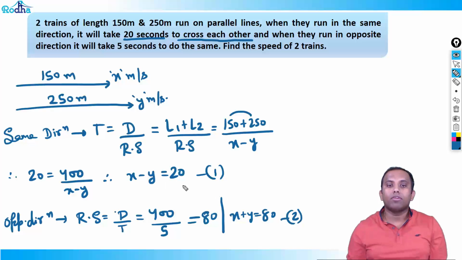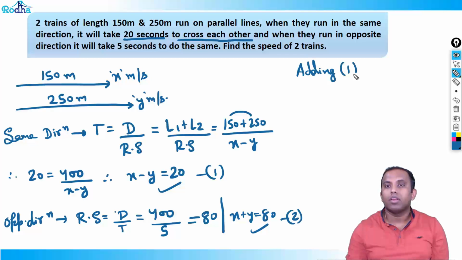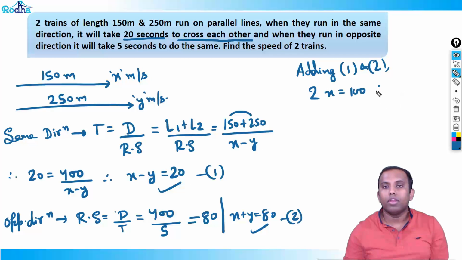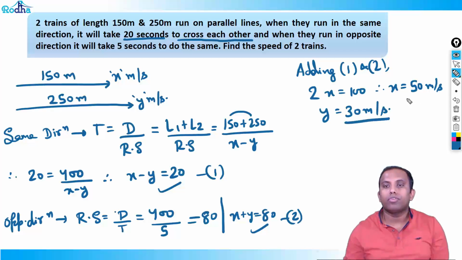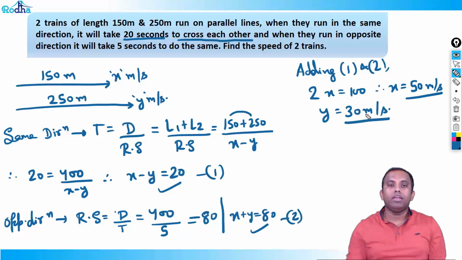Quickly we can solve it. x minus y is 20, x plus y is 80. Adding 1 and 2, simply add it. 2x is equal to 100. Therefore, x is equal to 50. If x is 50, the difference between both is 20, so y is equal to 30 meter per second. The speeds of the two trains are 50 and 30.